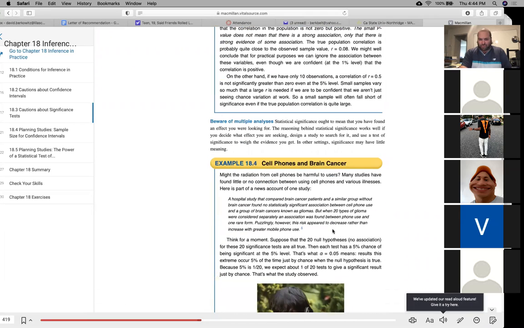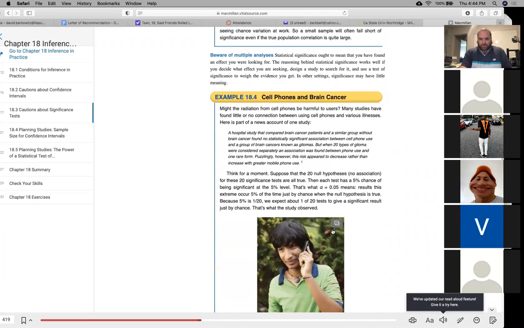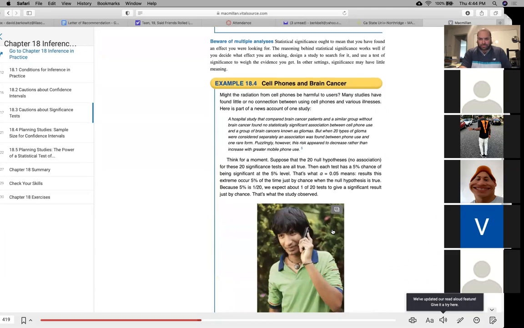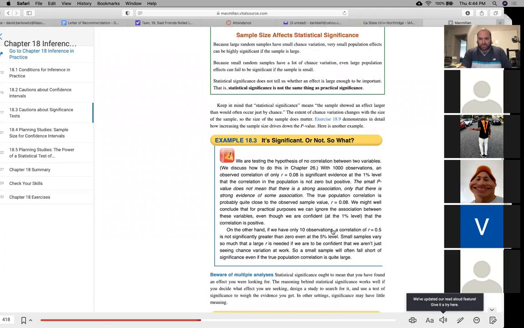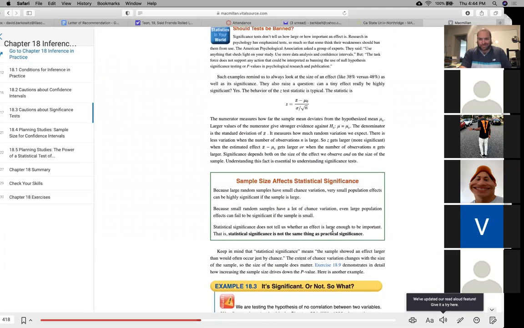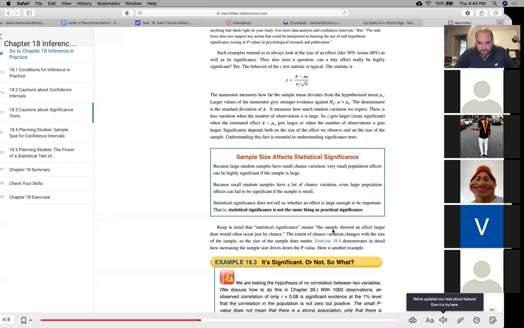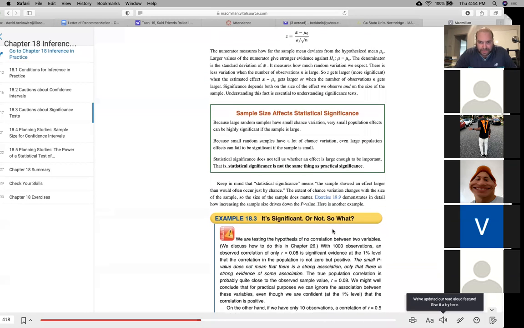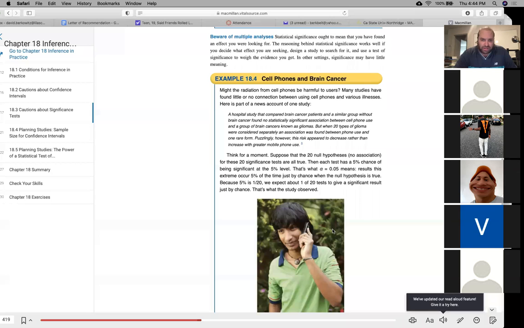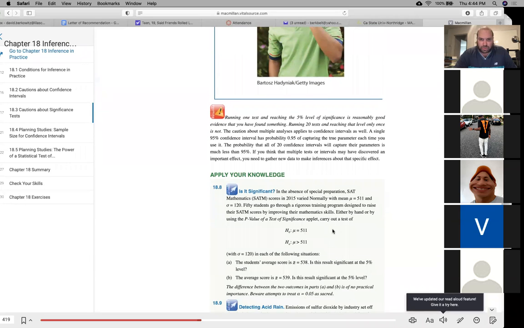And I'm not even sure if there's a nice example of that here. Let's see, they have an example of the difference between statistical and practical. No, they don't even talk about it. They just mention it. They don't even really do anything with it.